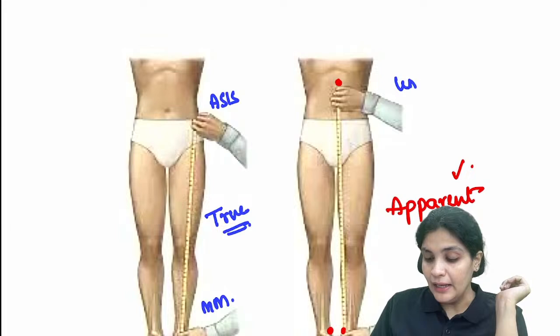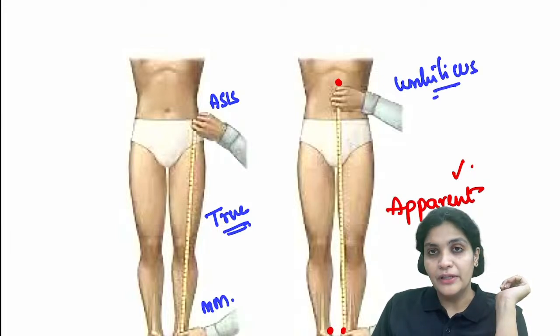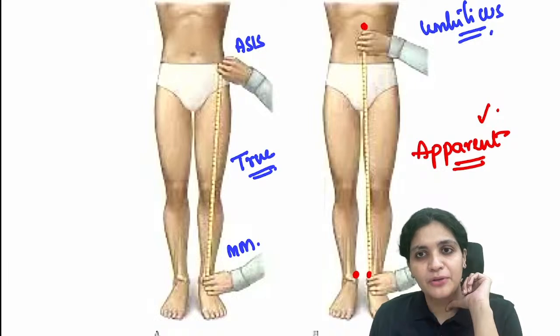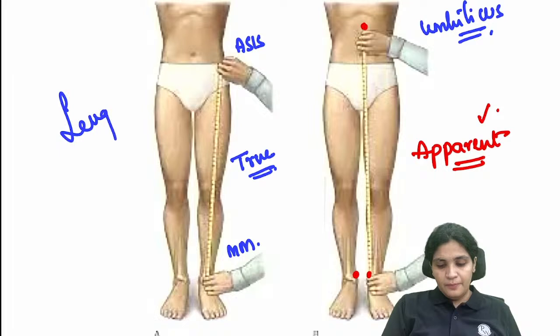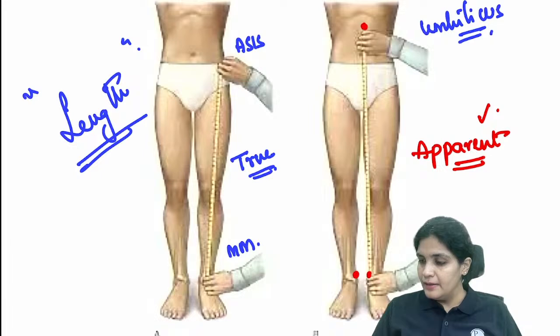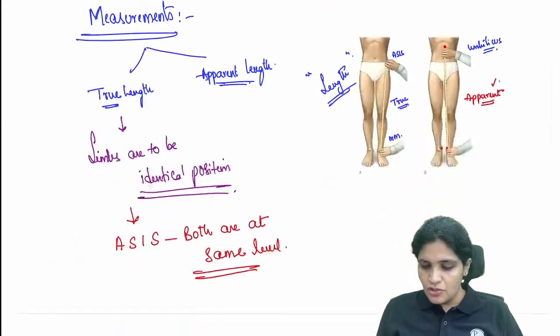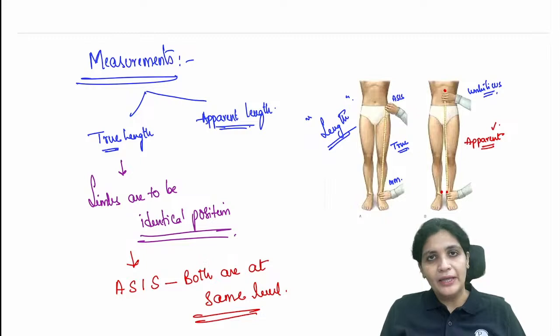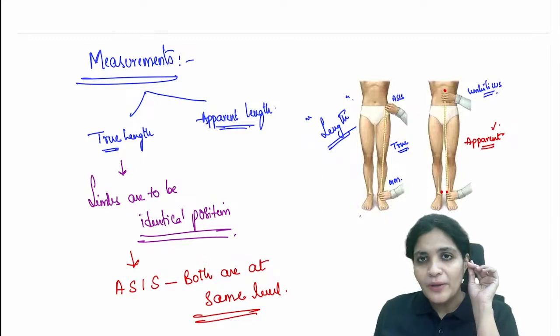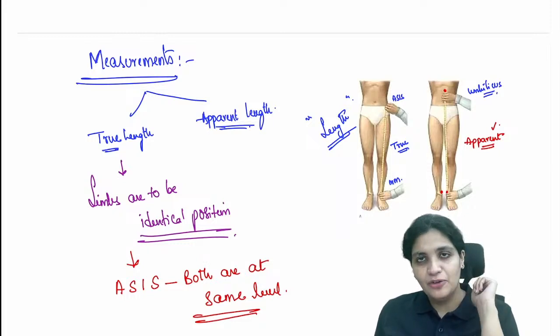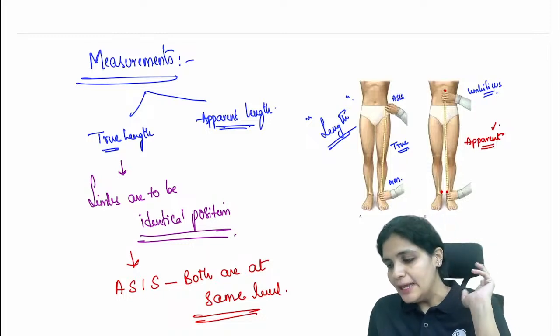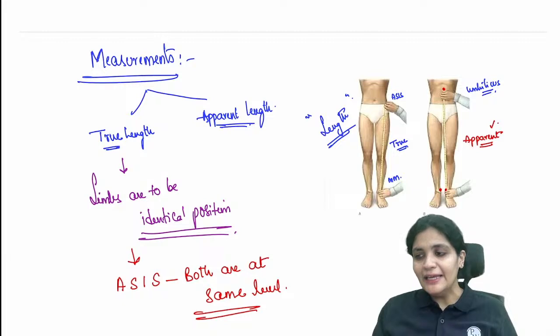Here, for apparent length you take the umbilicus to the medial malleolus, and for true length you take the anterior superior iliac spine to the medial malleolus. Have you understood how to measure the apparent length and the true length, right? Any doubts? When it comes to measurement, we have to comment on both true length and apparent length. For the true length, always the limbs are to be in identical position. How do you know that? The ASIS are to be at the same level. Then you measure from the anterior superior iliac spine to the medial malleolus. And for the apparent, it is the umbilicus to the medial malleolus. So this is how you have to measure the length, right?